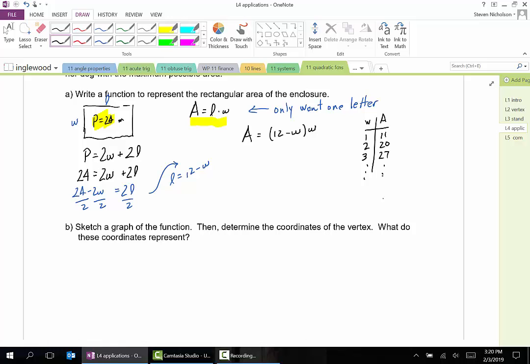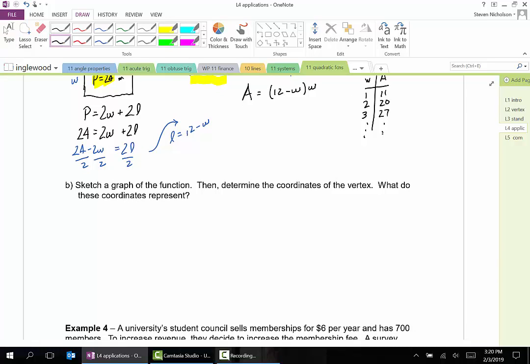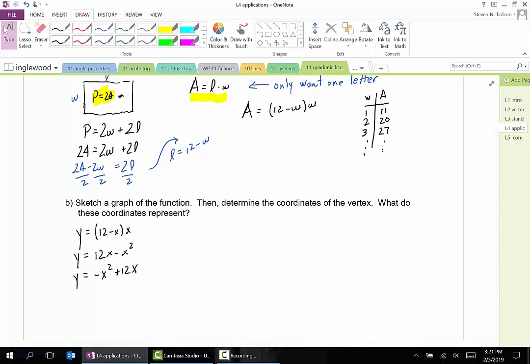Well, if we wanted to understand this pictorially, instead of having A's and W's, we could simply have Y's and X's. So we could write something like this. And if we expanded that, that would be 12x minus x squared, or negative x squared plus 12x in standard form. And what we could then do is draw a picture and understand what the value of the vertex is.